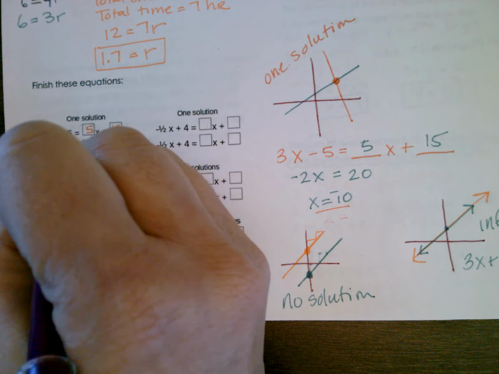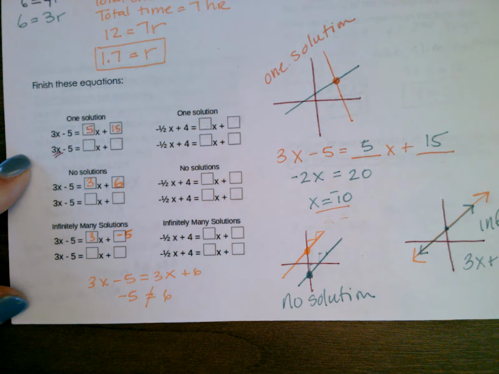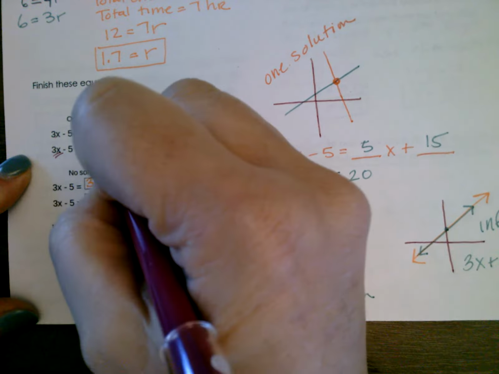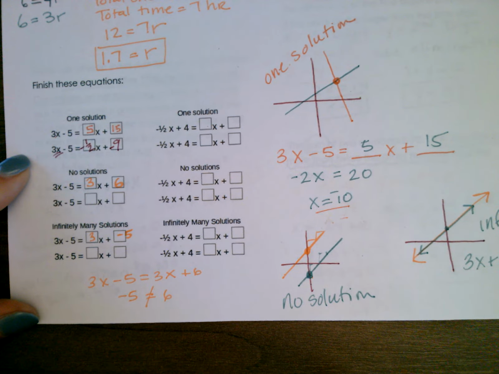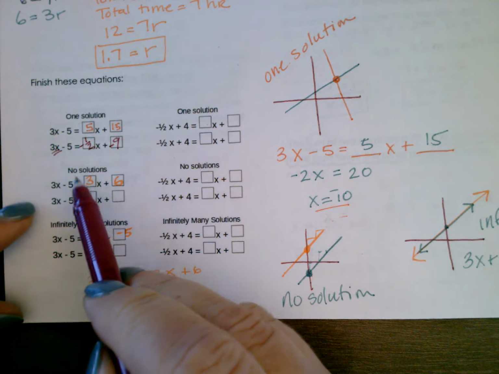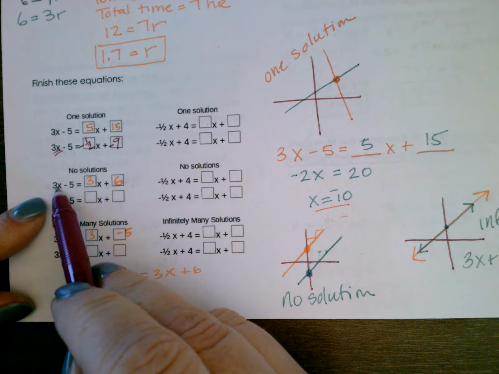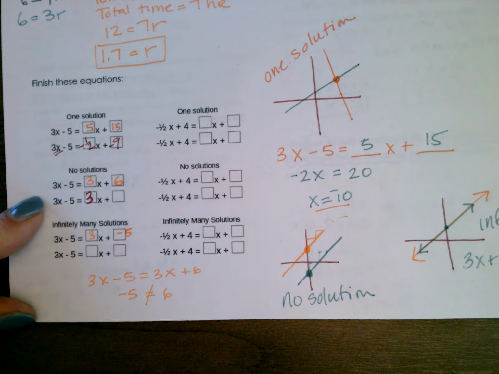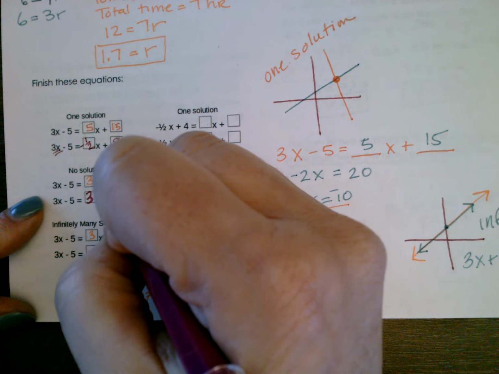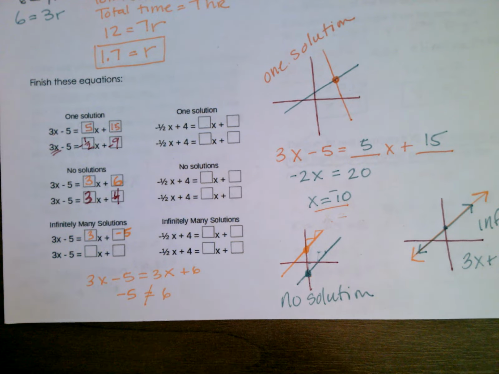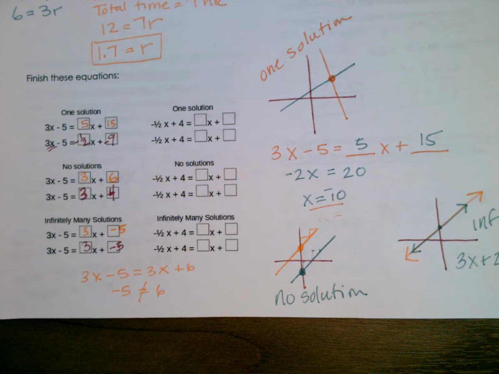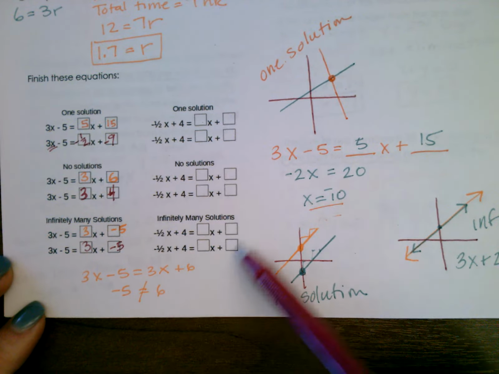Another example of one solution, as long as the slope or the variable or the number in front of the variable is not the same, they will cross somewhere. For no solutions, I have to have the slope of my lines to be identical, so that way they're parallel, so I have no choice. That has to be a 3. But then it has to cross the y-axis at a different spot. Infinitely many, I really don't have a choice. They have to be exactly the same.